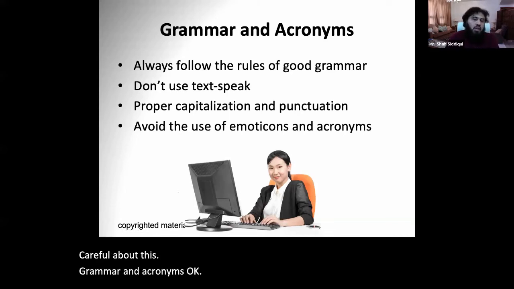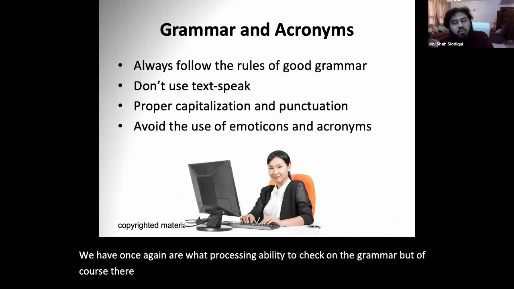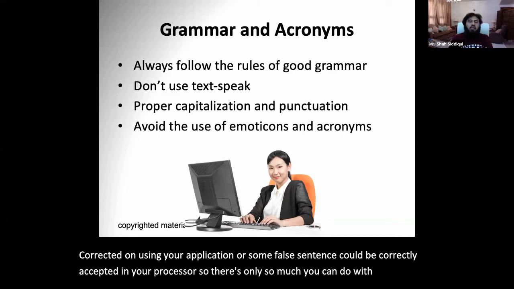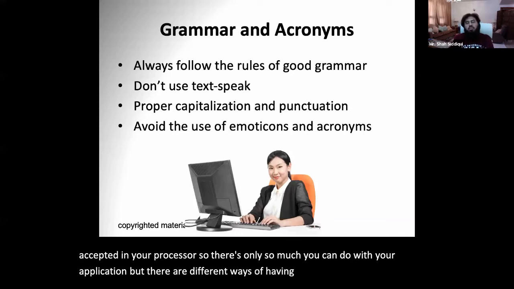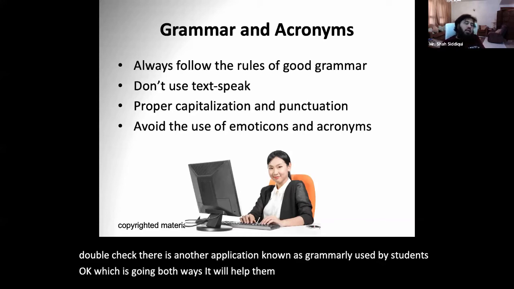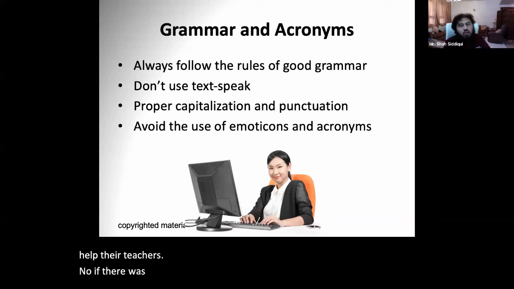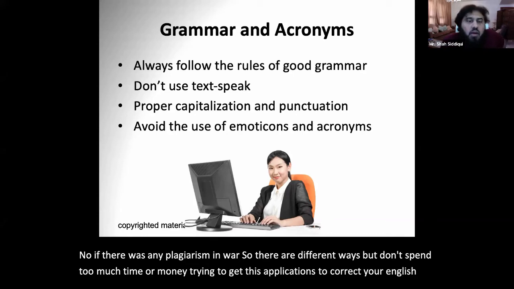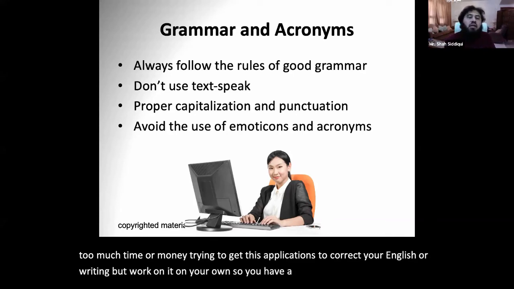Once again, we have our word processing ability to check the grammar. But of course, there are sentences that could be falsely corrected by your application, or some incorrect sentence could be accepted by your processor. So there's only so much you can do with your application, but there are different ways of having it double-checked. There is another application known as Grammarly, used by students, which goes both ways. It will help them build a paper, but it will also help their teachers know if there was any plagiarism involved. So there are different ways, but don't spend too much time or money trying to get these applications to correct your English or writing. Work on it on your own so you have a good understanding for future use.